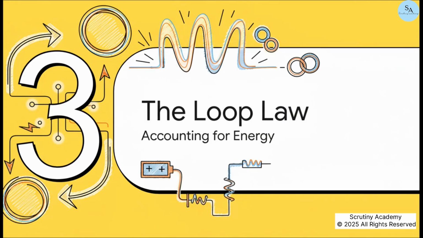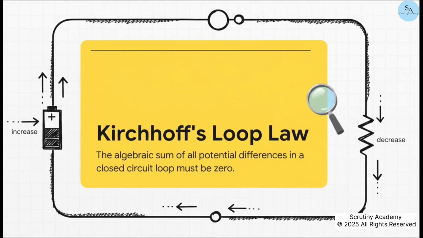So, if the first law is all about conserving charge, the second law is all about conserving energy. This one's called the loop law, and it deals with voltage, or what we sometimes call electric potential. And again, here's the formal definition. It talks about the increases and decreases in potential difference as you go around a closed loop. So, think of it this way. A battery increases the potential. It gives energy. And a resistor decreases it.